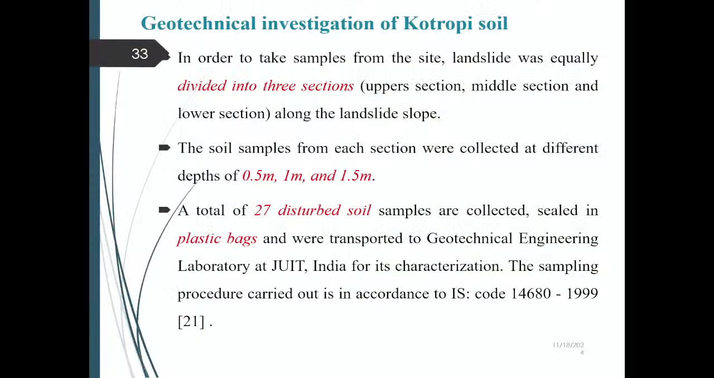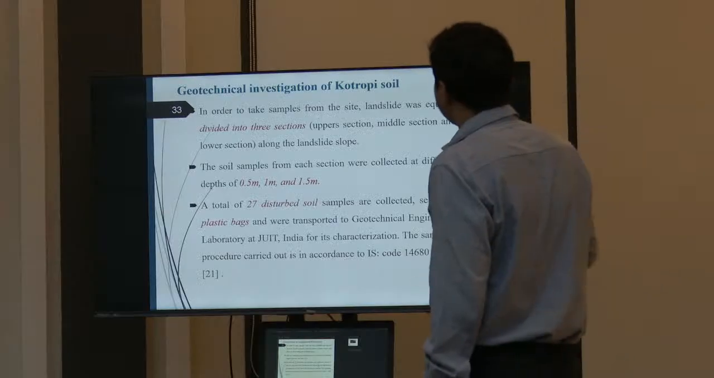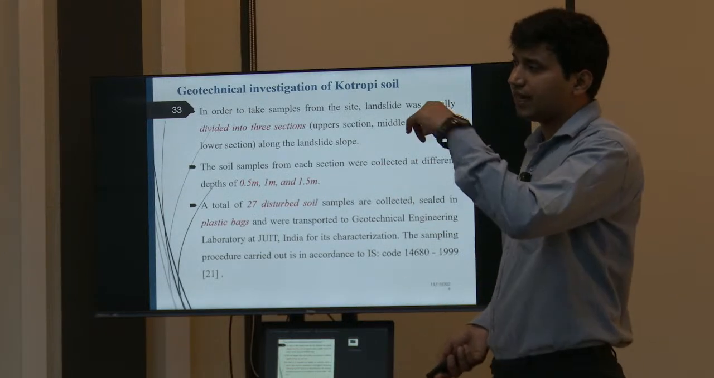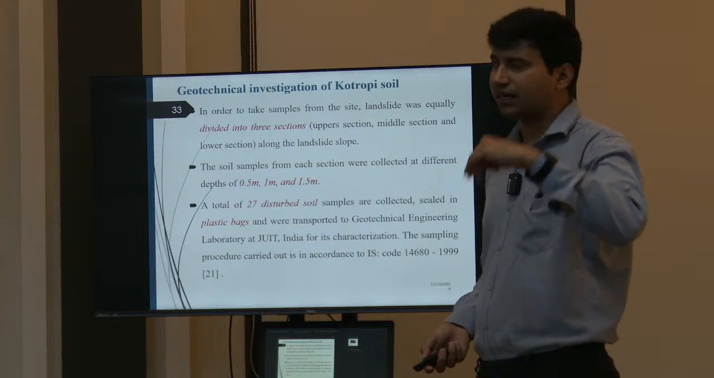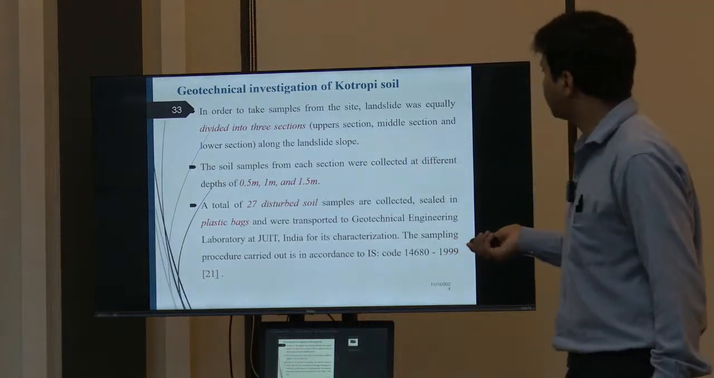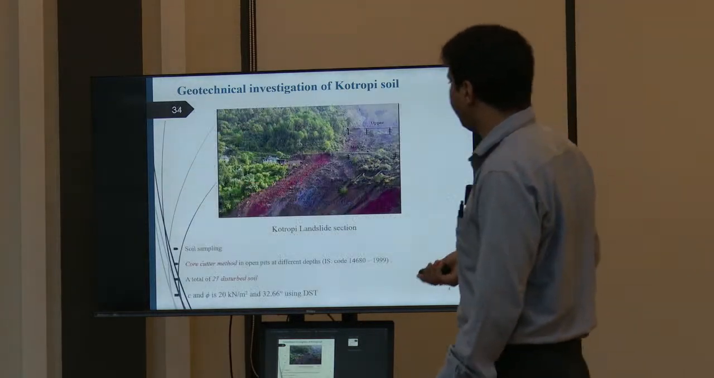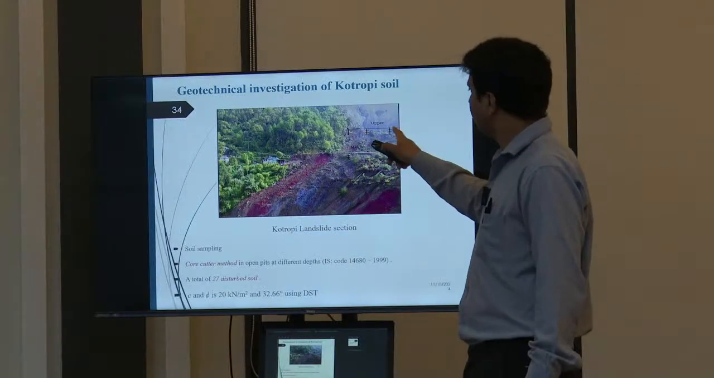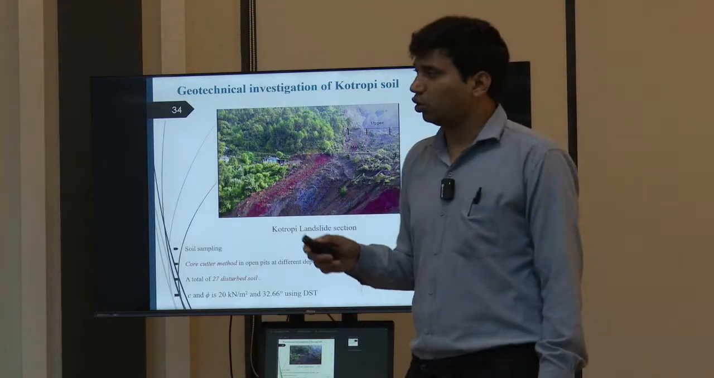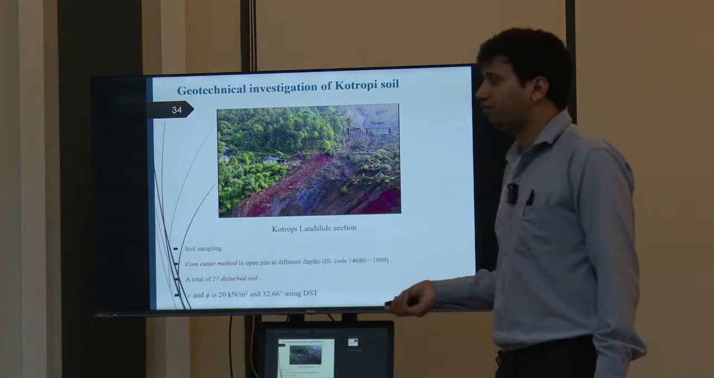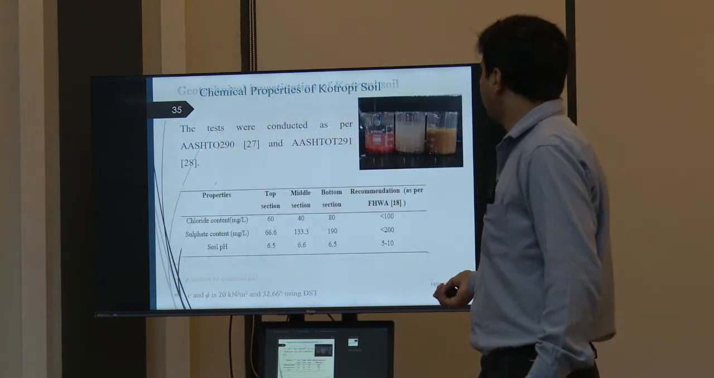So in this case study, we divided the whole slope into 3 sections, that is upper, middle and lower. In that slope it was very difficult to conduct SPT or similar tests, so we collected the samples using the core cutter method, using the open pit method. So we have collected a total of 27 samples from different depths, that is 0.5, 1 meter and 1.5 meter, in order to check the properties of the soil.